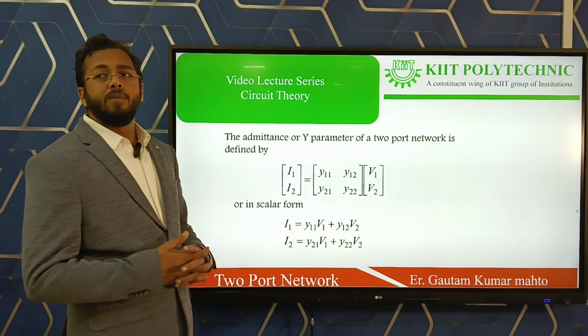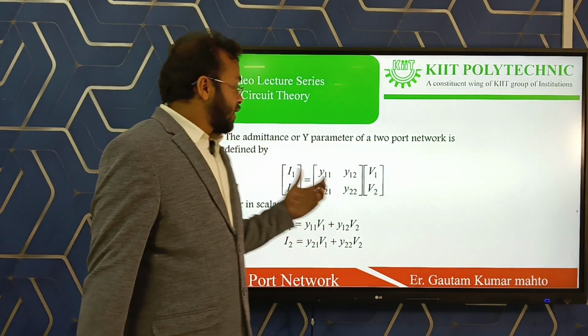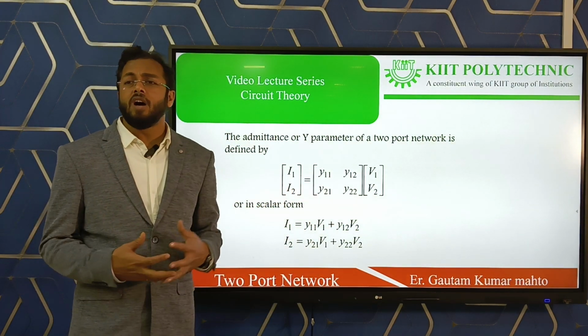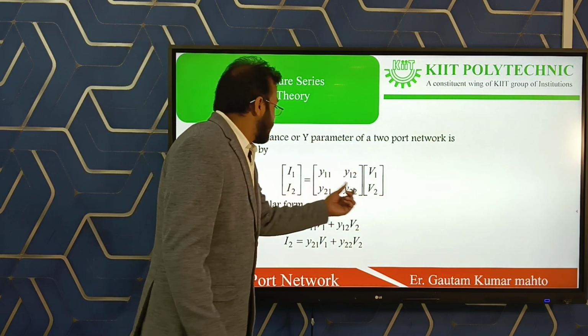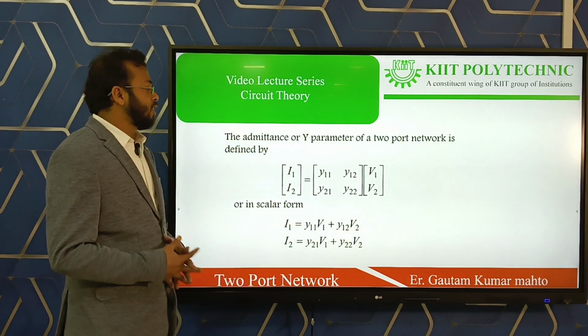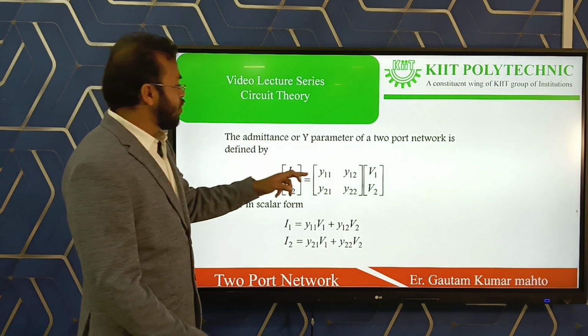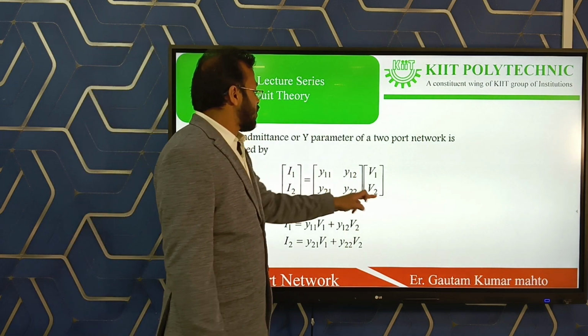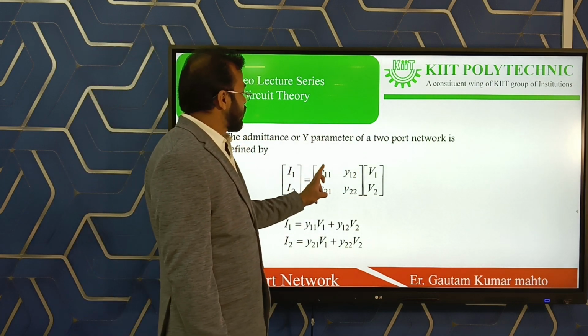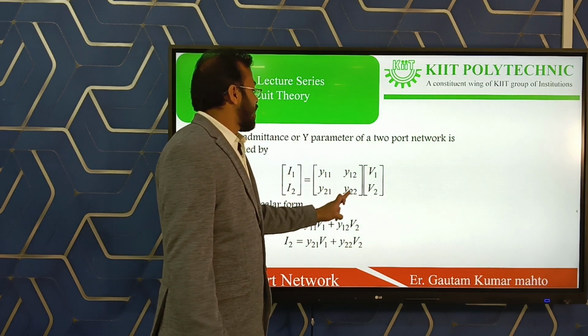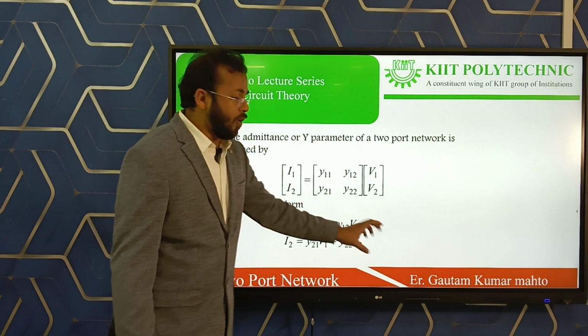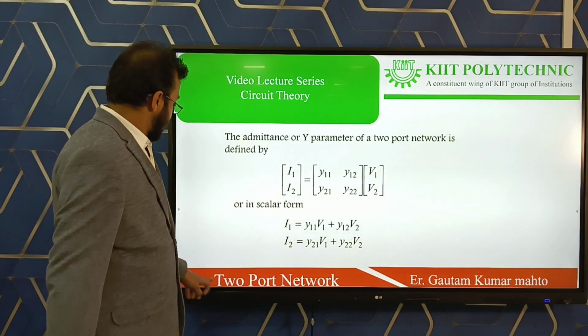Now come to the admittance parameter. The same way we can represent the admittance parameter in terms of voltage when we are writing the expression of current. So I1 is equal to Y11 V1 plus Y12 V2, and similarly I2 is equal to what? Y21 V1 and Y22 V2, and it is written in scalar form.